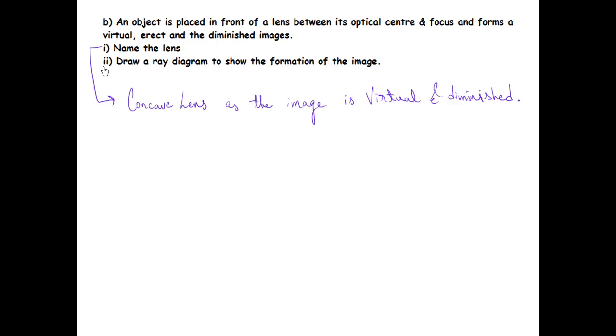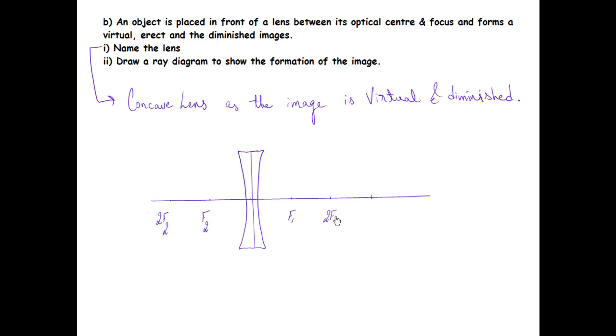The second part, we need to draw a ray diagram to show the formation of the image. So first we'll draw the principal axis. So this is the lens. This is the second focus. This is double the length of second focus. This is the principal focus, this point out here, and this length is double the principal focus.